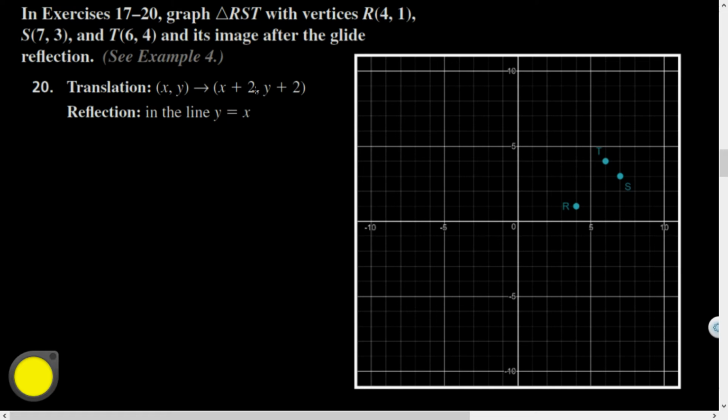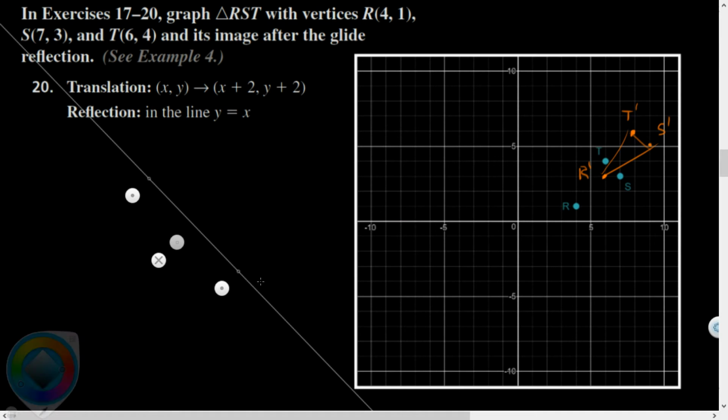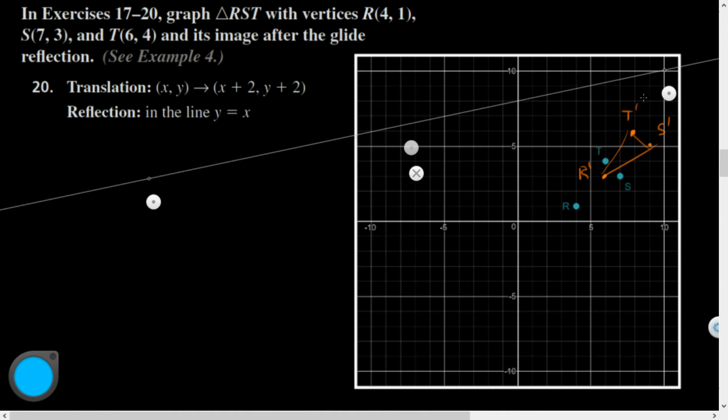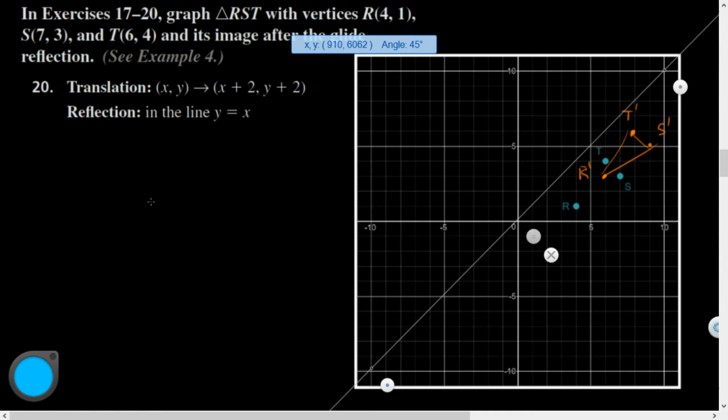So here it looks like a compound transformation. We're going to translate to the right 2, up 2. T is going to be right 2, up 2 to T prime. S is going to be over 2, up 2 for S prime, and R is going to be over 2, up 2 for R prime. I'm practicing my letters, as you guys can tell. And then a reflection in the line y equals x. Does anyone remember what those properties were? If I did want to do opposite coordinates, I guess I could have done this all with coordinates.